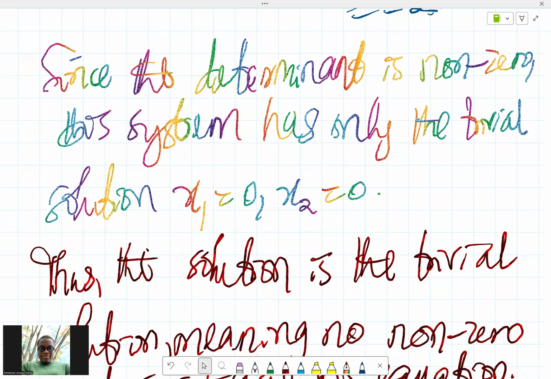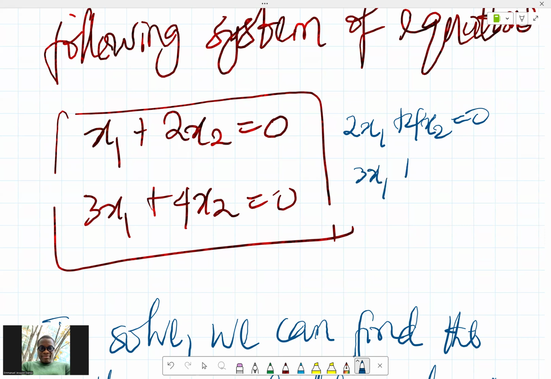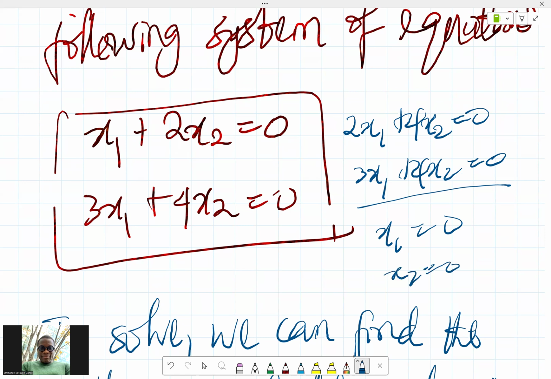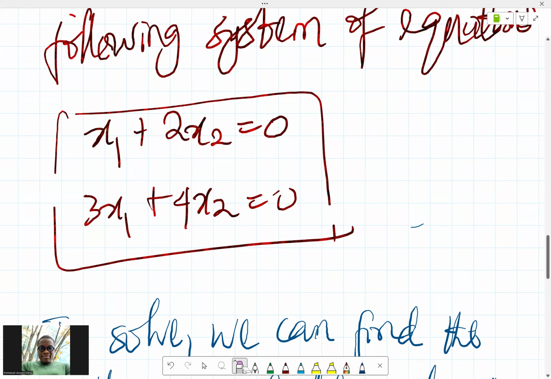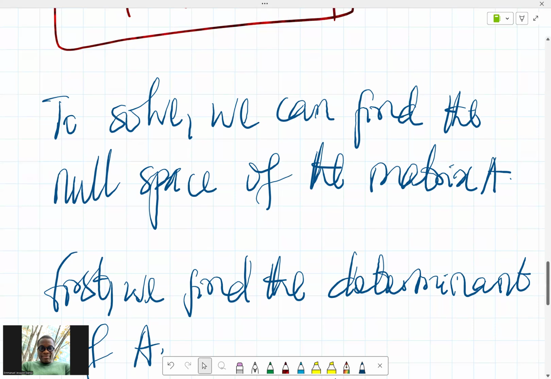If you try to use the conventional methods, we multiply the first equation by 2 and have 2x1 plus 4x2 equals 0, and we now have 3x1 plus 4x2 equals 0. If you subtract, we have x1 equals 0 easily, and by putting that back, we also get x2 equal to 0. So that actually works. Even so, once the determinant is non-zero, you can be sure that the solution is only trivial.